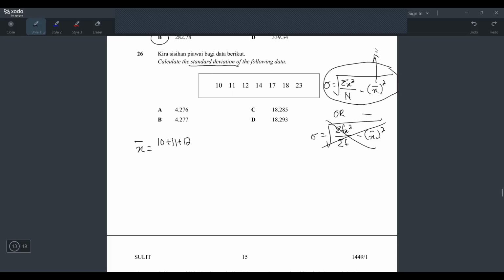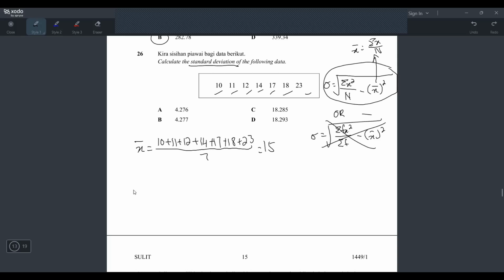The mean formula is very simple. Mean is just the sum of x bahagi n. The sum means all the data added together: 10 plus 11 plus 12 plus 14 plus 17 plus 18 plus 23. And then bahagi ada berapa orang? 1, 2, 3, 4, 5, 6, 7. So 7 orang. So 10 plus 11 plus 12 plus 14 plus 17 plus 18 plus 23 divided by 7. Okay, 15. So my mean is 15.